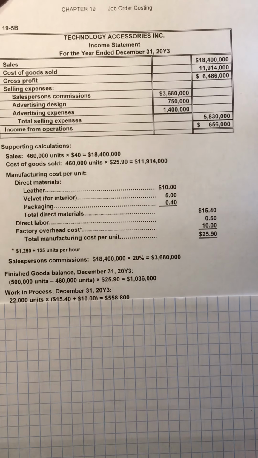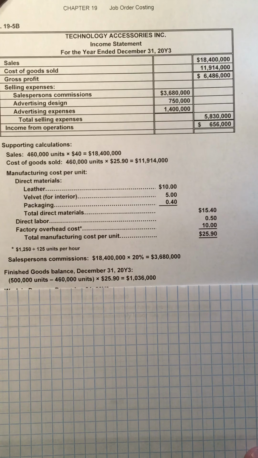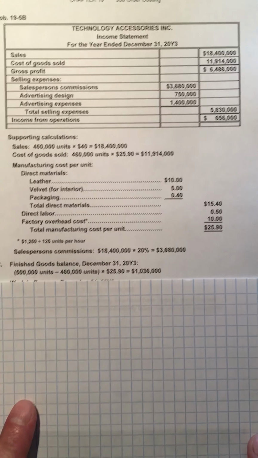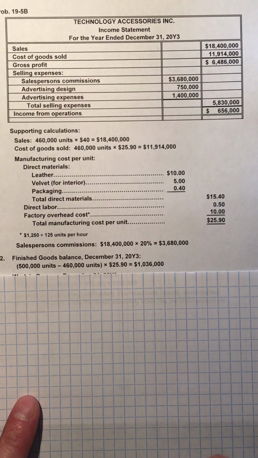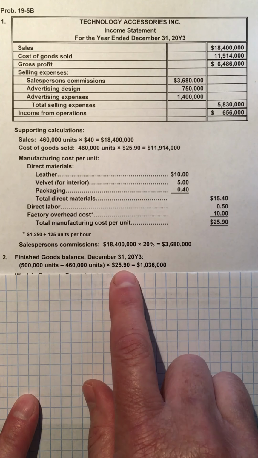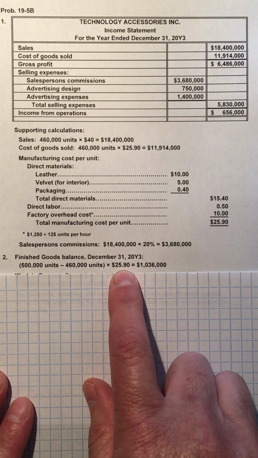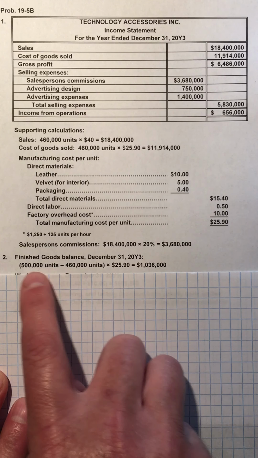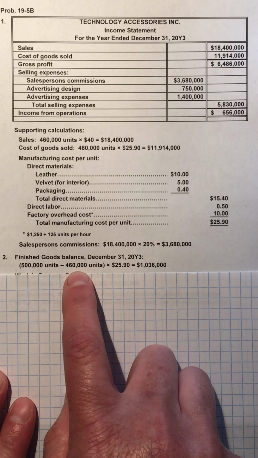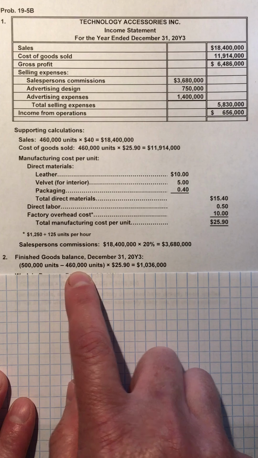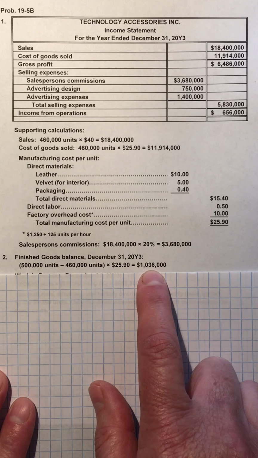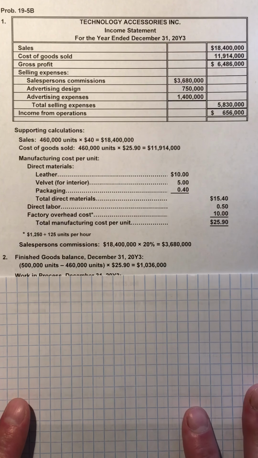So that's part 1. Now part 2, what is the finished goods balance? Well, the finished goods balance means the product is finished, so it's got all of its cost in it. So I'm going to have $25.90 per unit in cost. And remember, we made 500,000 units and 460,000 were sold. So I've got $1,036,000 for finished good inventory.